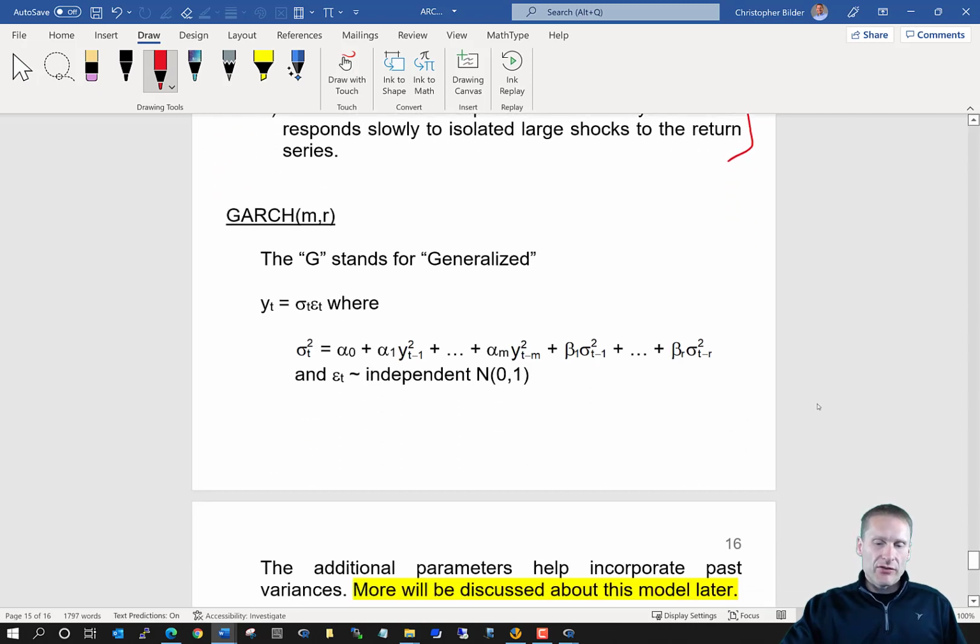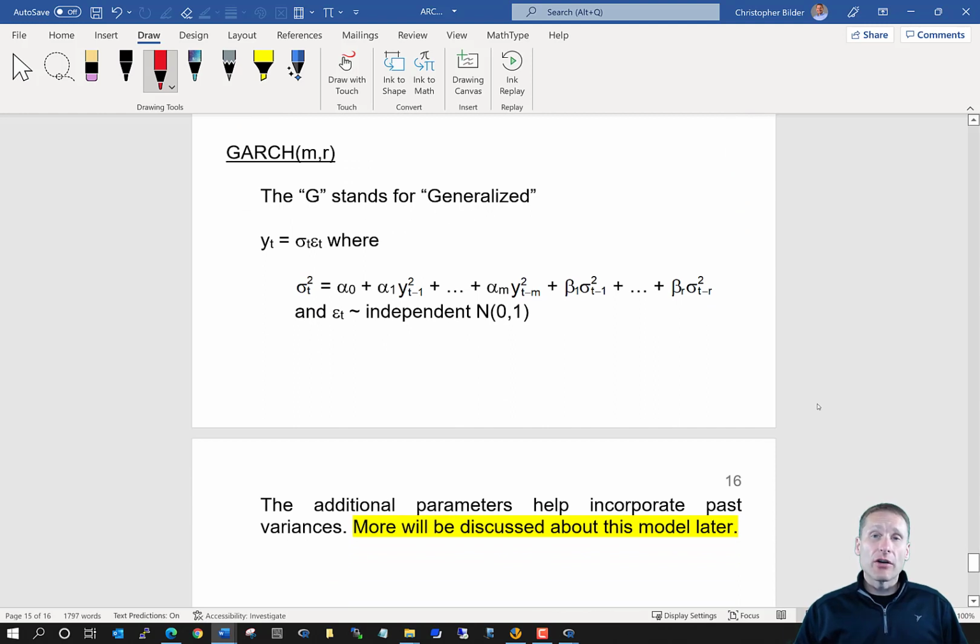Now, one generalization of this model is what's called a GARCH model, where notice I say GARCH order M and order R, similar to what we saw with an ARMA model. We'll have a whole set of notes on these GARCH models, but I need to introduce them now because the functions that we're going to be using to eventually estimate these ARCH models are set up for GARCH models. Again, the G stands for generalized. And this is what our model looks like, just like what we saw before.